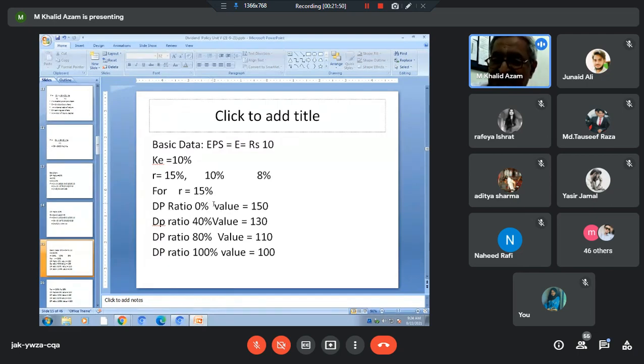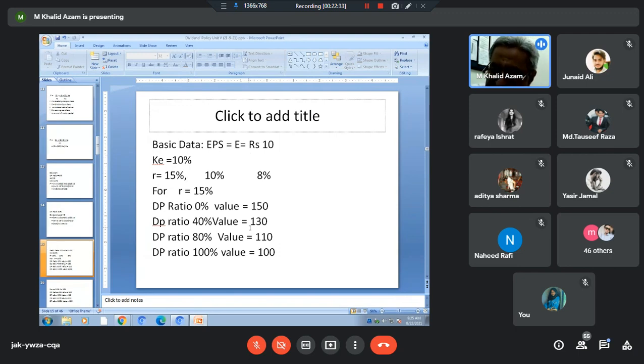So when you retain the total amount, the value of the share is 150 rupees. When you are going to pay 40%, that means you are going to retain 60%, so this 130 rupees will be the value. When you are paying 80%, that means you are retaining only 20%, so the value is 110 rupees. And in this case, when you are going to pay 100%, that means you are going to retain nothing, then the value goes to 100 rupees. With the help of this, he has proved that payment of dividend affects the value of the share.